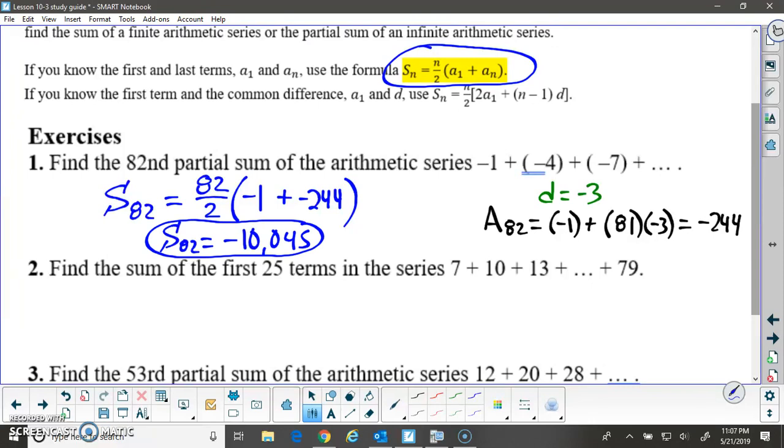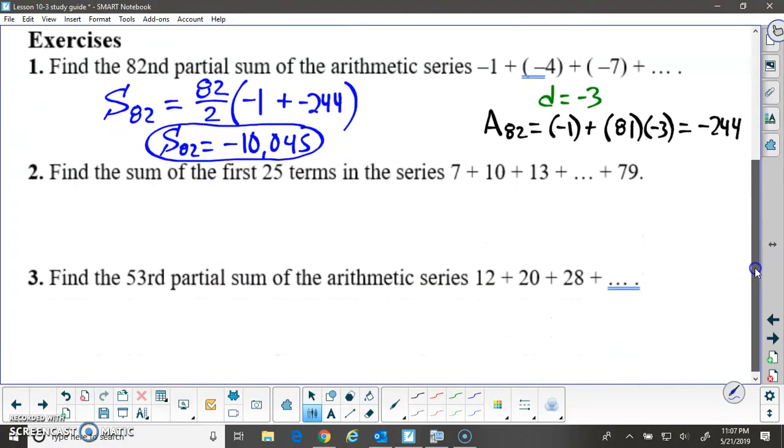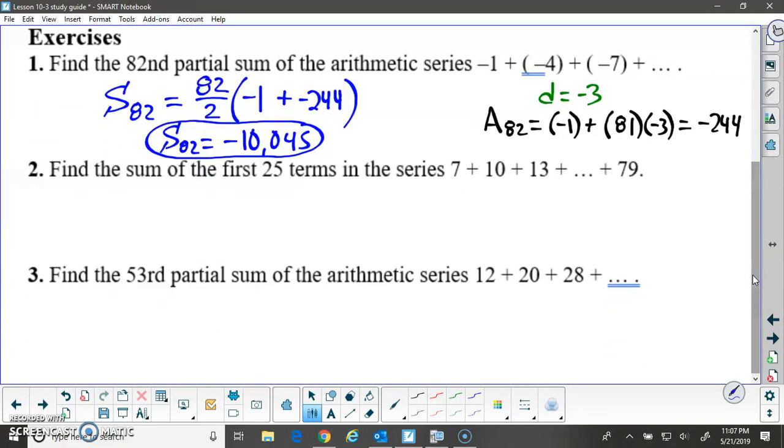That's the sum of the first 82 terms. Number 2, find the sum of the first 25 terms in this series. Well, hopefully you can tell that the common difference is 3.